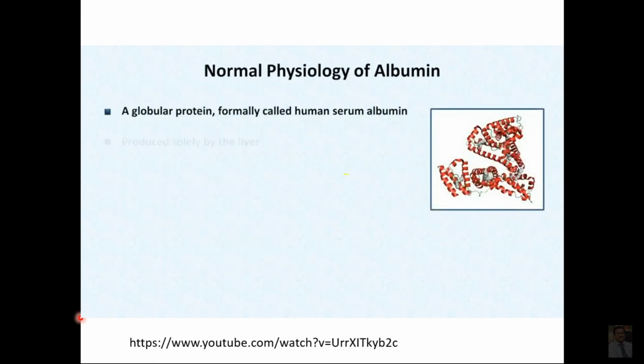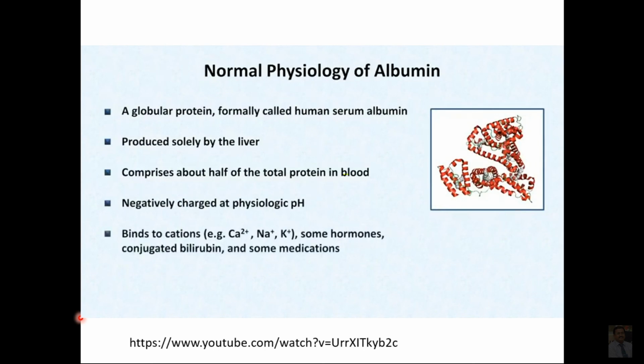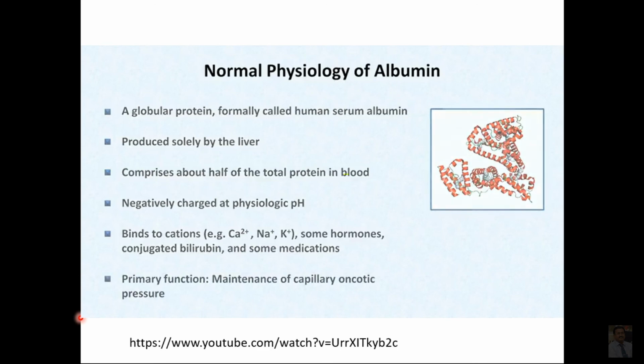Albumin is a globular protein produced solely by the liver and comprises about half of the total protein in the blood. Albumin is negatively charged at physiologic pH, and therefore it binds to cations such as calcium, sodium, and potassium, along with some hormones, conjugated bilirubin, and some medications. The primary function of albumin is to maintain capillary oncotic pressure.